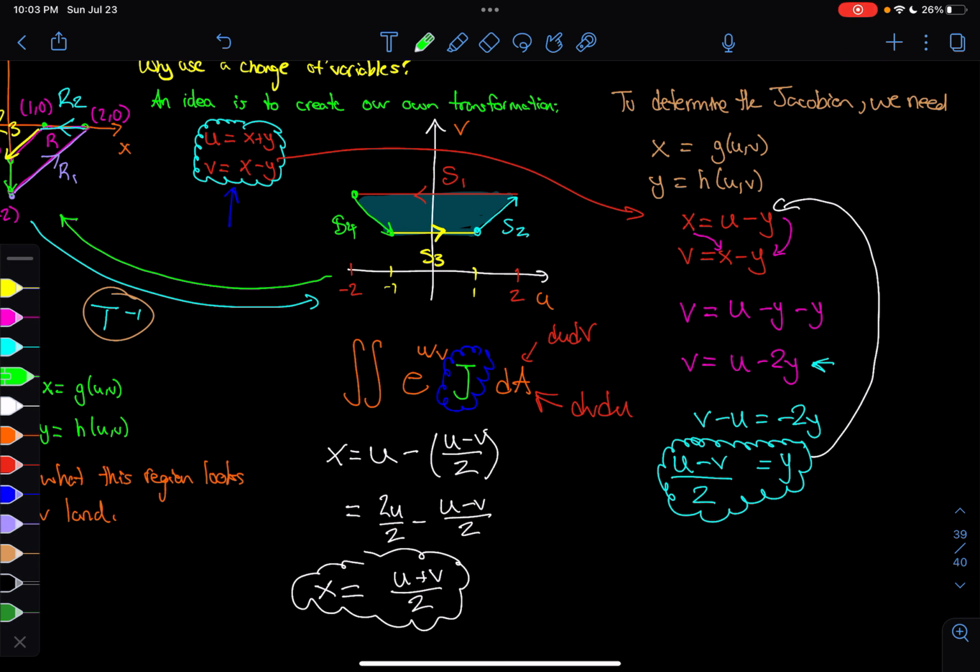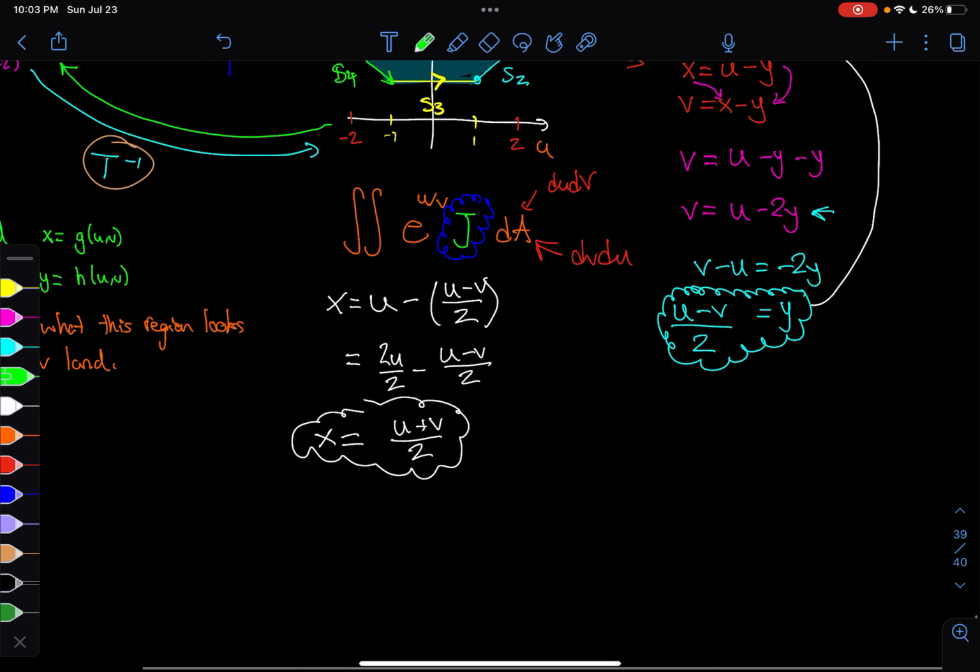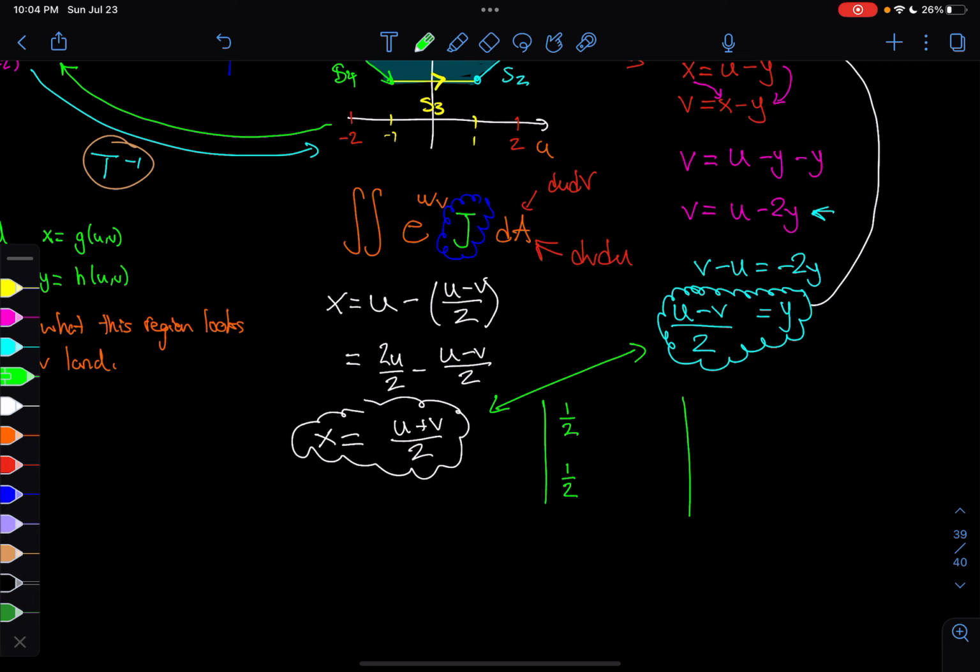And now from here, since we're in the 2D case, we can now use both of these to figure out the Jacobian. And the Jacobian, again, we need to take the partials with respect to u, the partials with respect to v. So for instance, dx du, in this case, is simply just going to be 1/2. dy du is going to be also 1/2. And then dx dv is going to be, wow, also 1/2. This is amazing. And dy dv is going to be negative 1/2.